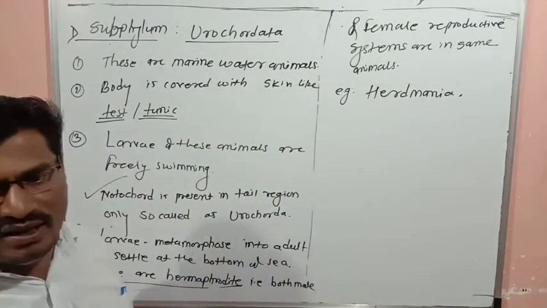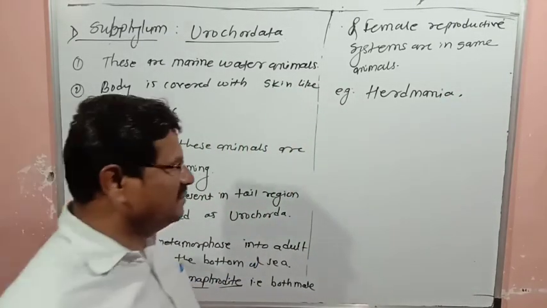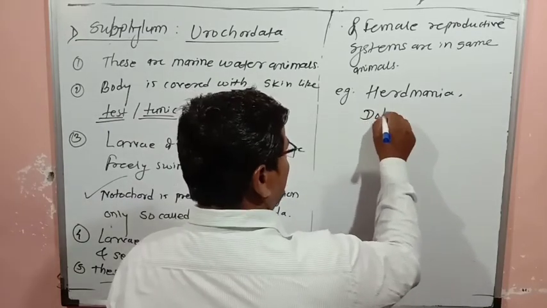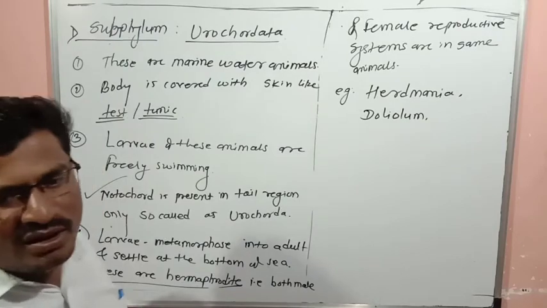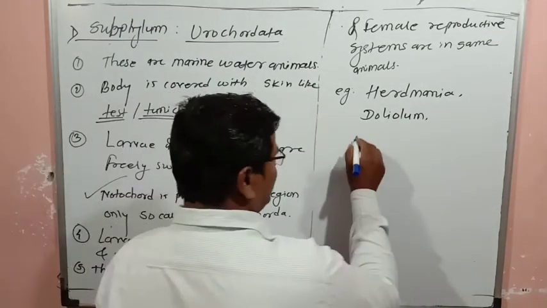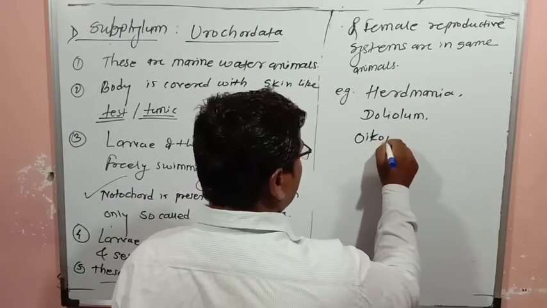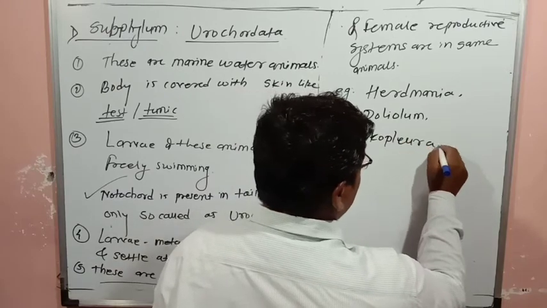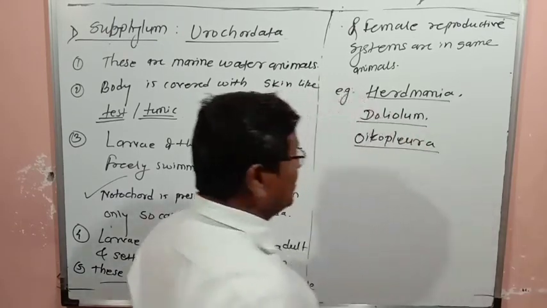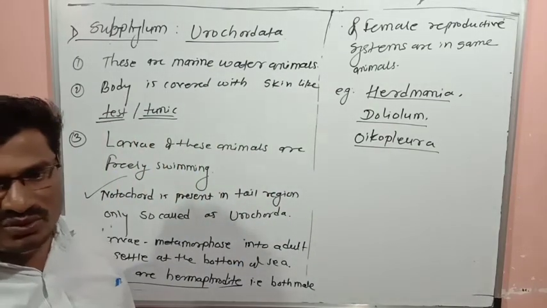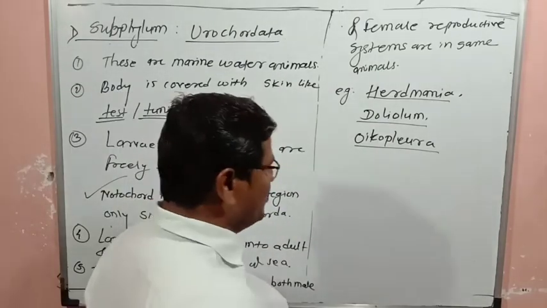Herdmania is there. Another one is there, Doliolum. And the next one is there, Oikopleura. These are Herdmania, Doliolum, Oikopleura. These are the examples, and out of them one example is Doliolum.